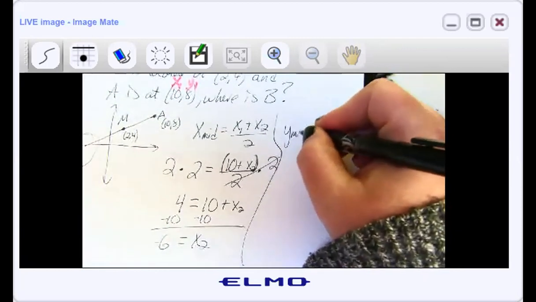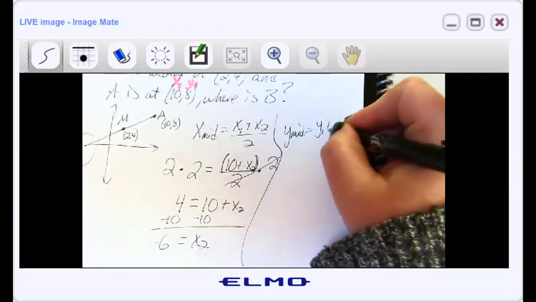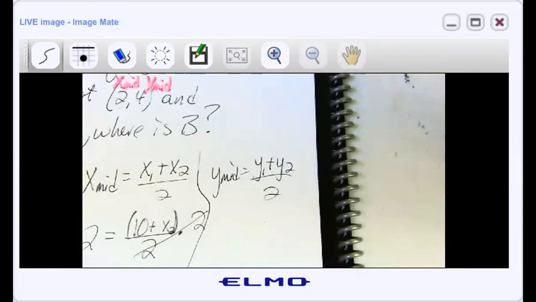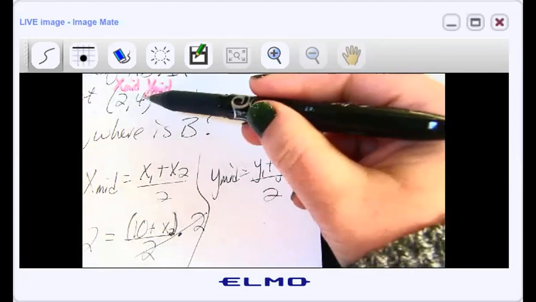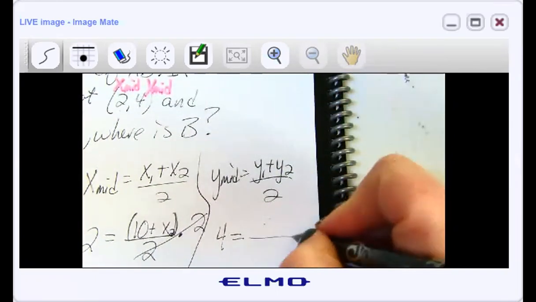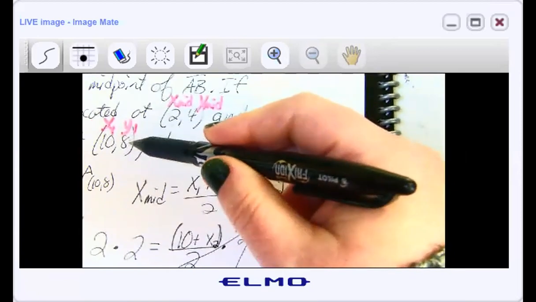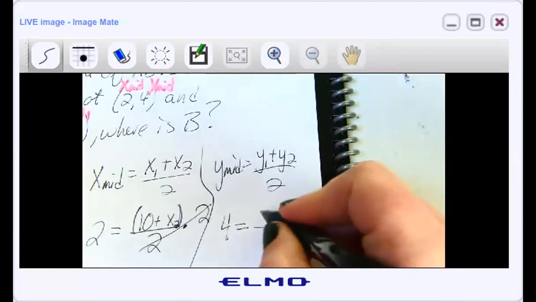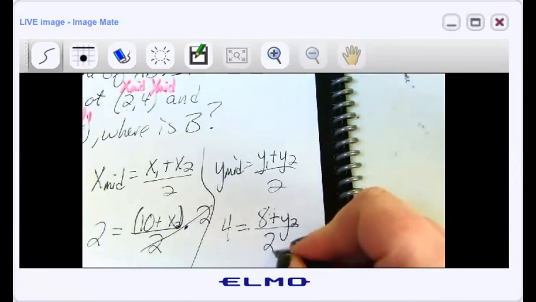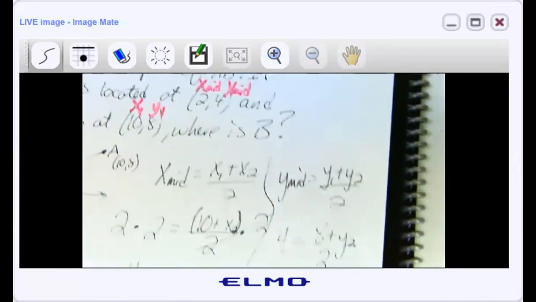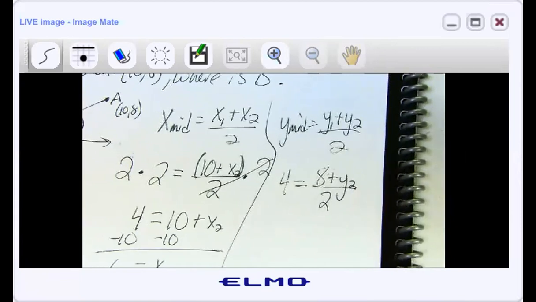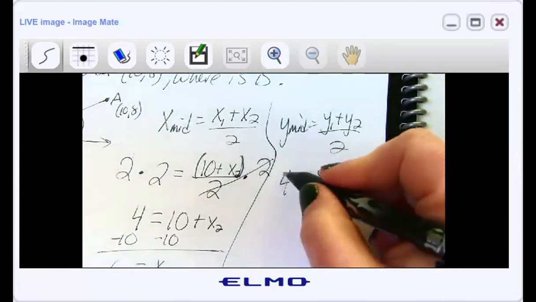So for y of the midpoint, same thing: y1 plus y2 over 2. Let's fill in everything we know. I'm going to zoom in over here. So y of the midpoint, according to what I have up here, is 4. y1 is 8, as we have labeled right here. I don't know what y2 is, but I'm going to divide the whole thing by 2. So just like I did for the x's, I'm going to do for the y's. Start by multiplying both sides by 2, and then subtract the 8 over.